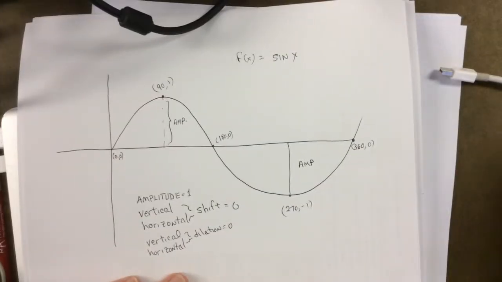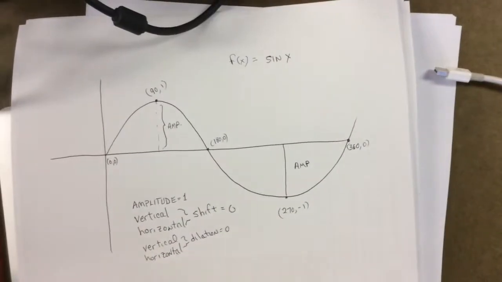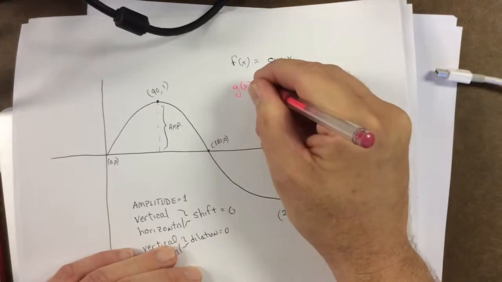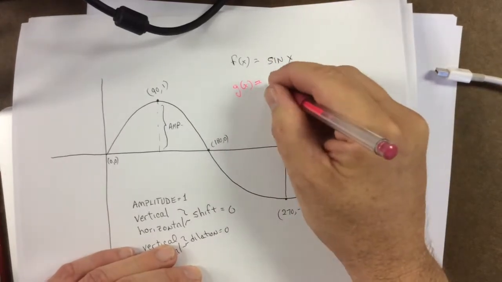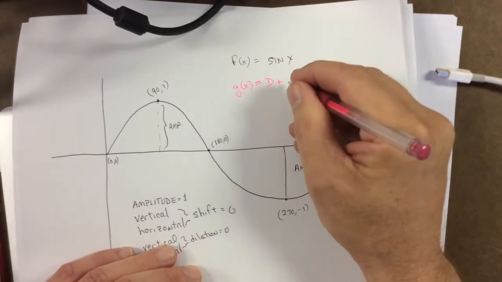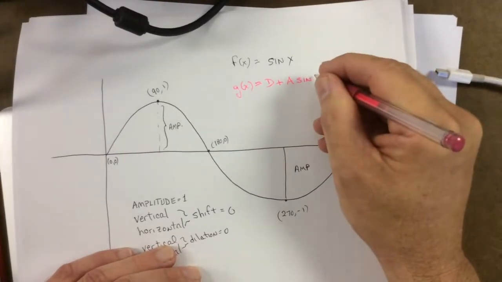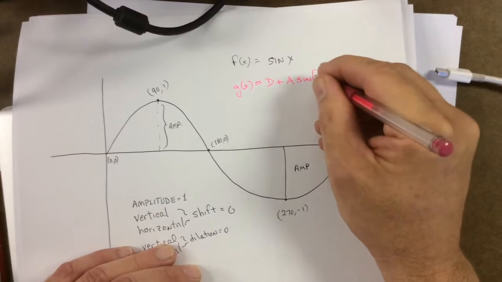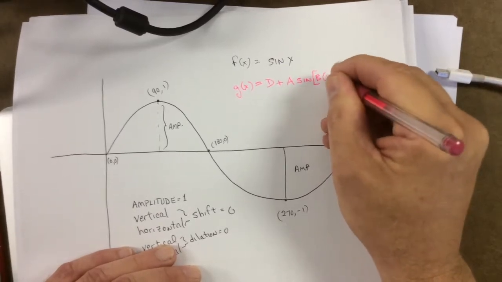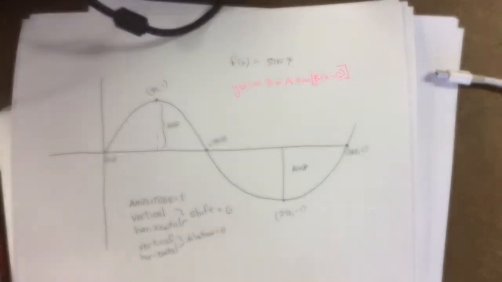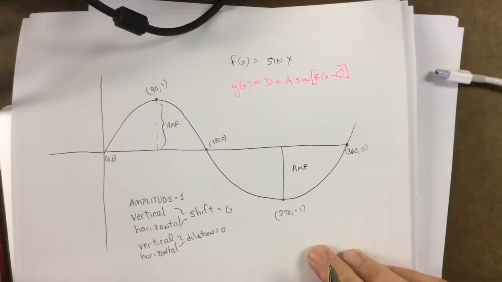Now comes the fun part. What if we said this is g of x, and that's equal to d plus a sine of bx minus c. What did I just do there?